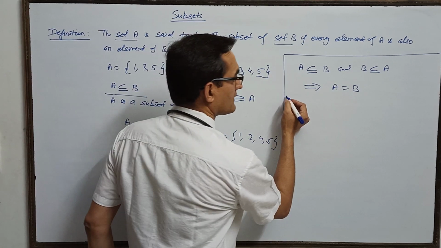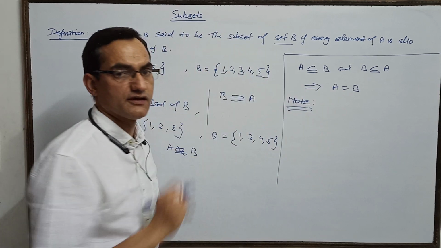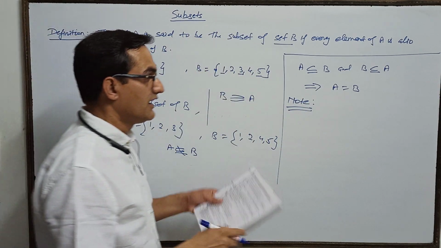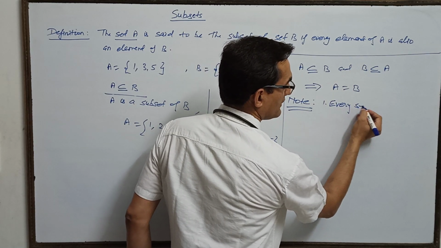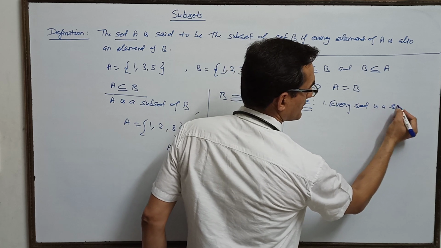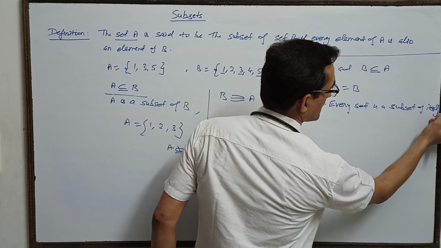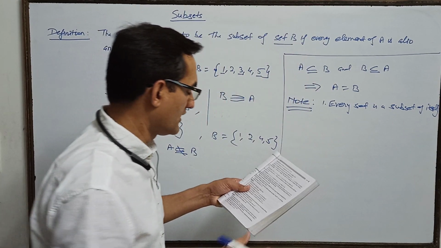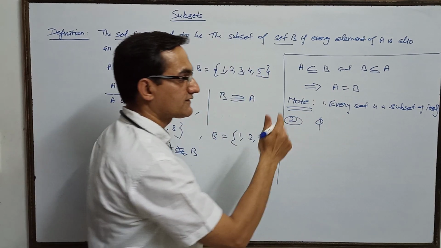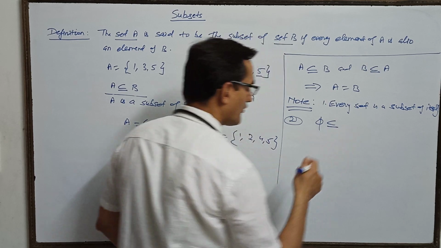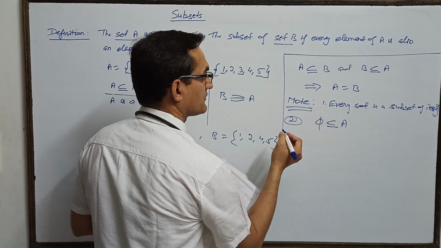Now let's discuss some points related to subset. First, every set is a subset of itself. Now, second, the empty set is always a subset of any set. कोई भी set है, हर एक का subset होगा empty set.